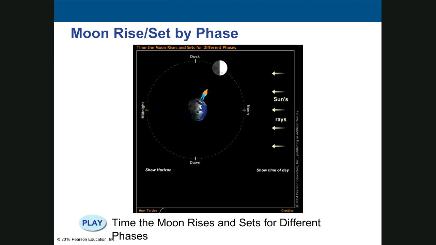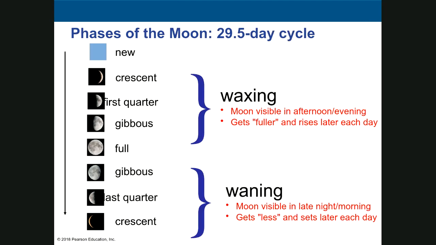We can't see that there. That's a good one. So we can see sort of here another way of looking at it. We can see the waxing and the waning. It's just looked at differently, but this is a cycle. So once you get to the bottom, you go back to the top.